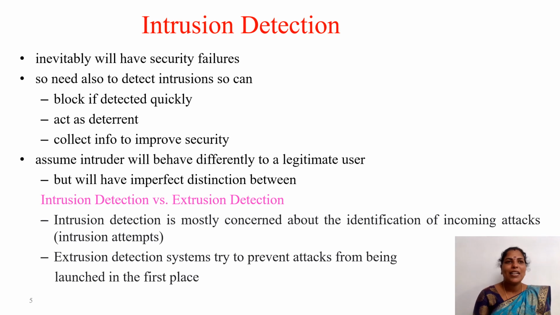But there is some delta difference only between an attack as well as the normal. So we have a distinction between intrusion detection versus extrusion detection. What is intrusion detection and extrusion detection? Intrusion detection is mostly concerned with the identification of incoming attacks. That is, what are the intrusion attempts coming in that we have to detect. Extrusion detection systems try to prevent the attacks from being launched at that place. That is extrusion detection. So the prevention technique only we are calling an extrusion detection.